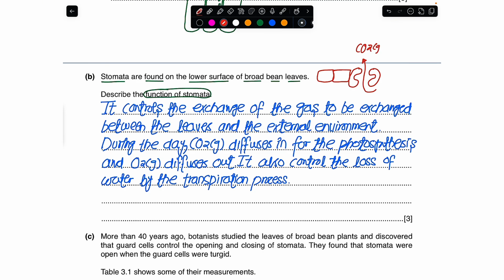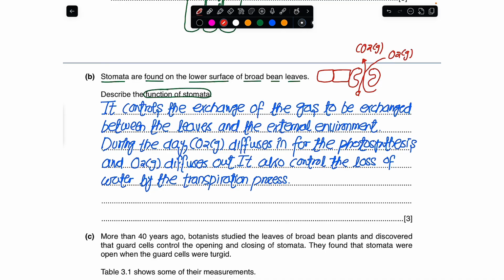Now from here we get an idea that during the daytime, these stomata would allow the carbon dioxide gas to diffuse into the air spaces of the spongy mesophyll cells, and at the same time they would also allow the oxygen gas to escape out of the leaves into the external environment. So by this, these stomata are controlling the exchange of the gases.